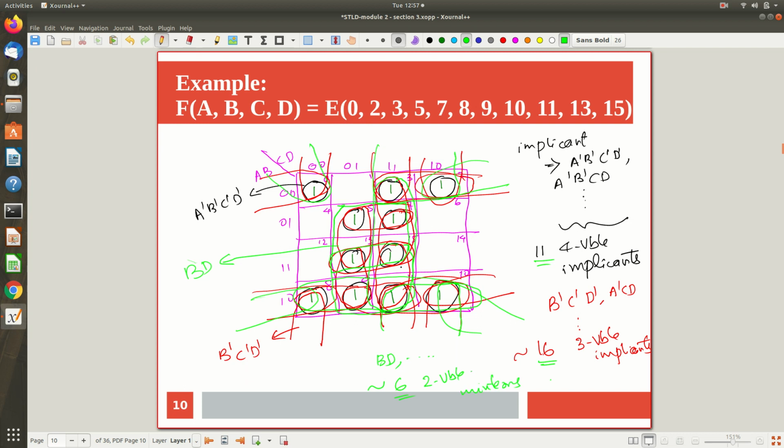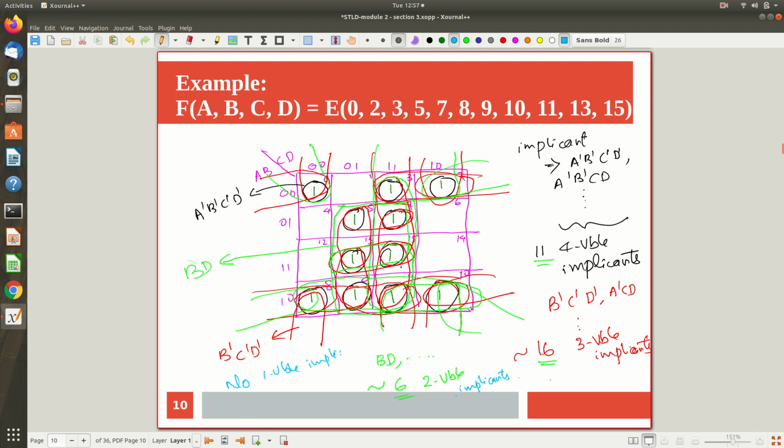2 variable minterms are there. Is there any 8 cell grouping possible? 8 cell grouping, or in other words, some 1 variable implicant, is it possible? Can you group some 8 cells together? If a 1 is there, I can make a grouping like this. But what I observed is that there is no 1 variable grouping. So I wrote something wrong here. It's not minterm. There are 6 2 variable implicants. There is no 1 variable implicant.